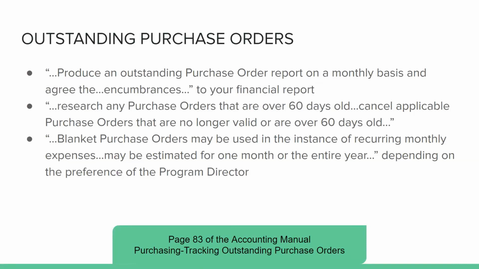We have to research any purchase orders that are over 60 days old, and cancel applicable purchase orders that are no longer valid or are over 60 days old. That falls in the basis of verifying our encumbrances to our report. Lastly, there is a small exemption to that: blanket purchase orders can be used in the instance of recurring monthly expenses, and they might be estimated for a month or the entire year, at the preference of the program director. So we don't have to close the blanket ones that we've opened to be used for a period of time or up to the whole fiscal year, is all that's saying.